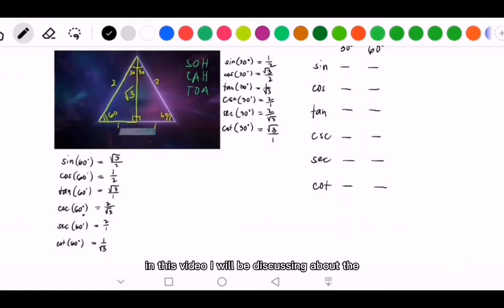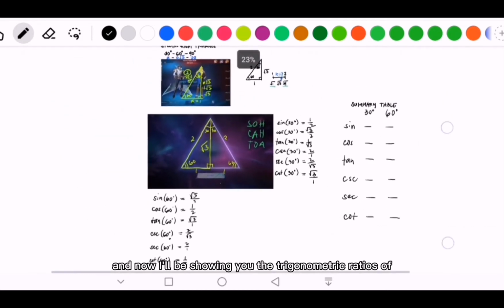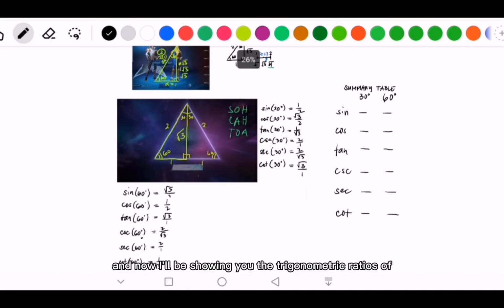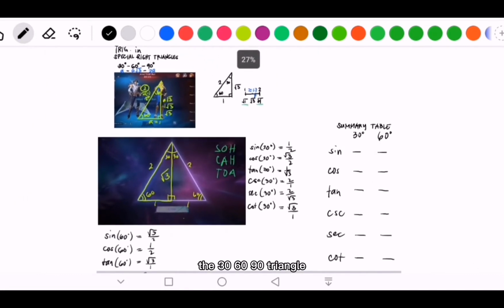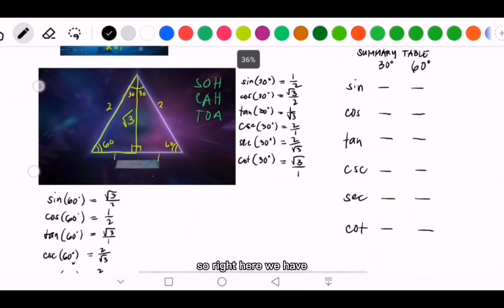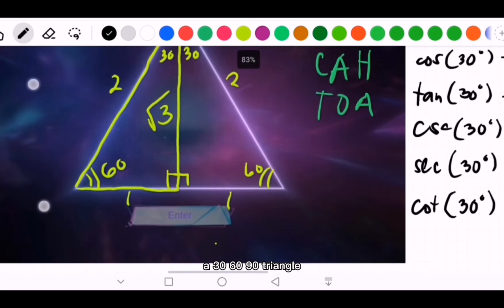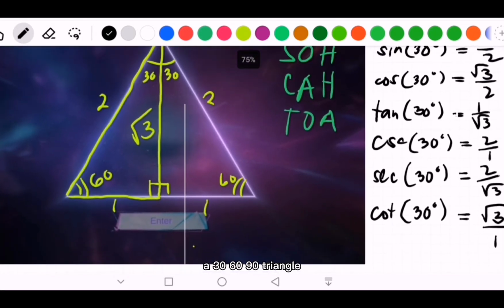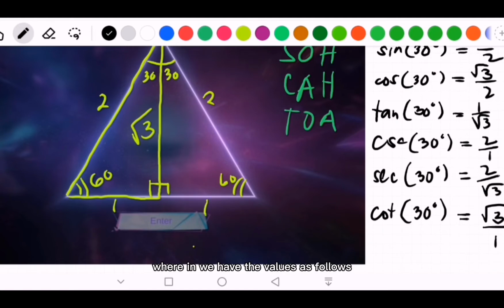Everyone, in this video, I will be discussing trigonometry in special right triangles. Now I'll be showing you the trigonometric ratios of the 30-60-90 triangle. So right here we have a 30-60-90 triangle wherein we have the values as follows.